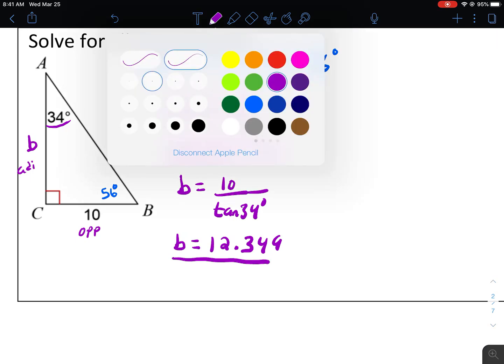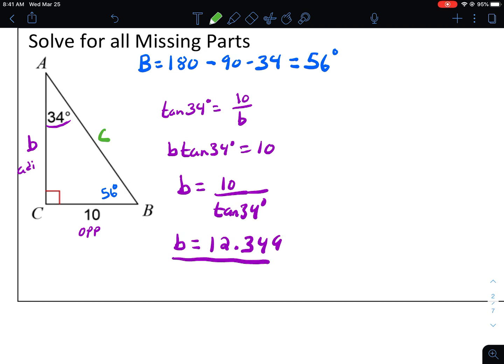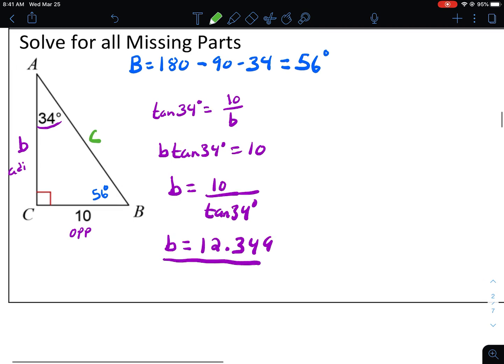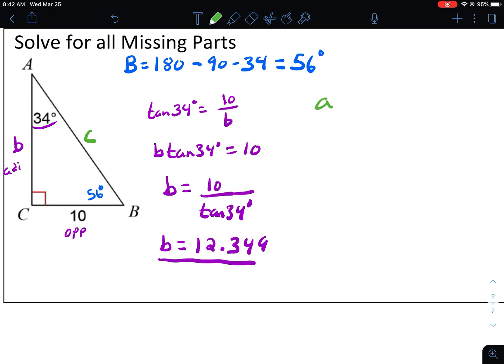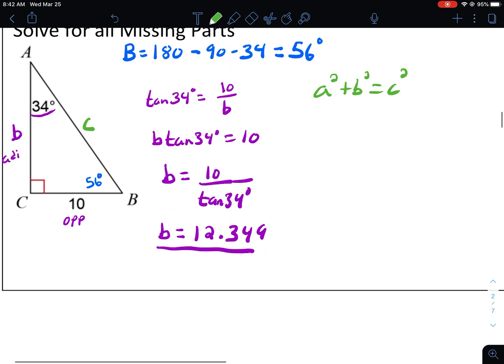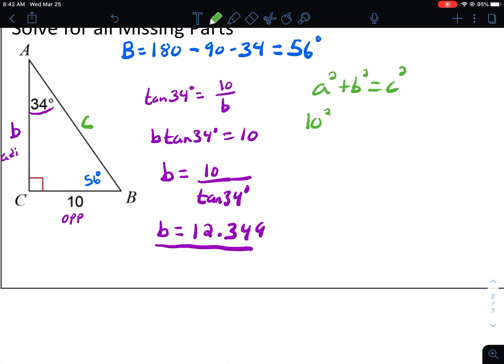And now that I have B, I would go find the missing third side here, which would be side C. Now, I could continue to do a trig function and go get that side, but I could also revert back to Pythagorean's theorem because I know 2 out of the 3 sides here. So my hypotenuse, I'm going to square the two legs, so 10 squared plus 12.349 squared is equal to C squared. And solve for C. So I add the 10 squared to 12.349 squared, get that sum, take the square root, and we get C to equal 15.89.